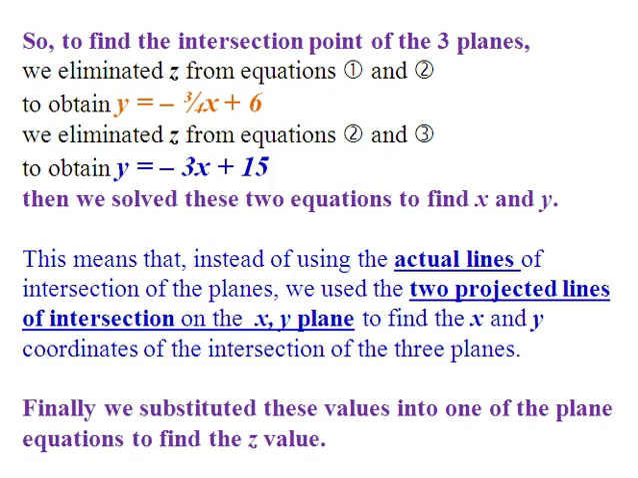So to find the intersection point of the three planes, we eliminated z from equations 1 and 2 to obtain the orange equation. We eliminated z from equations 2 and 3 to get the blue equation. Then we solved these two equations to find x and y. This means that instead of using the actual lines of intersection of the planes, we used the two projected lines of intersection on the xy plane to find the x and y coordinates of the intersection of the three planes. Finally, we substituted these values into one of the plane equations to find the z value.